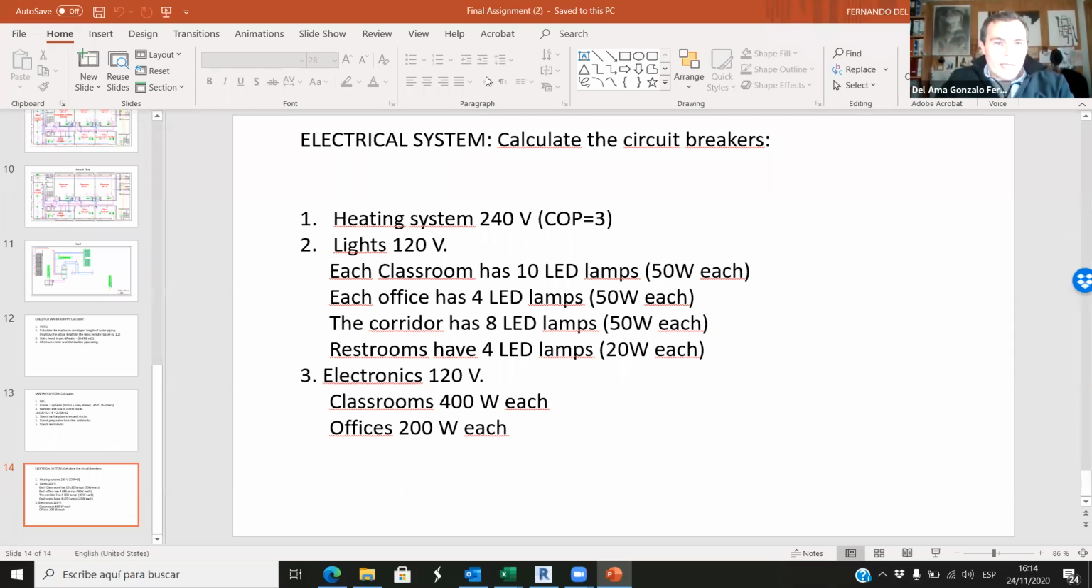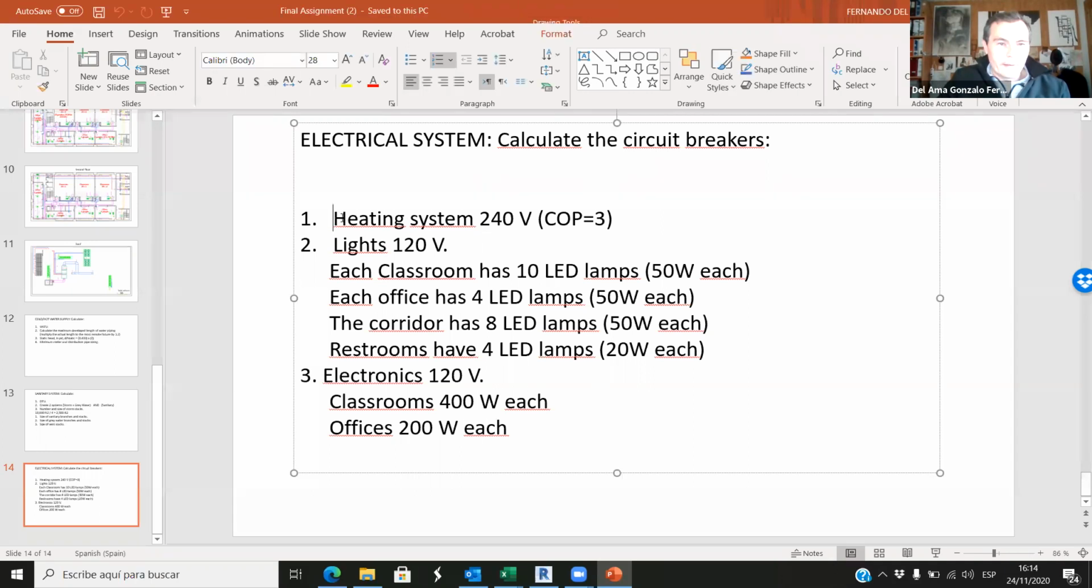So this is what we have to calculate now. We have to divide this into circuits, and then we have to calculate the circuit breakers. The most important one, the most demanding, will be the heating or the cooling system. I can talk about heating or cooling.